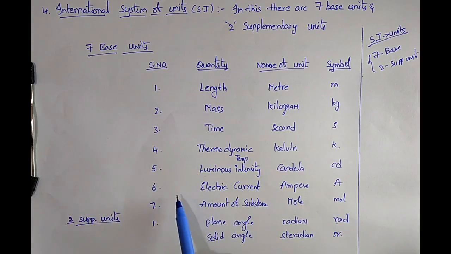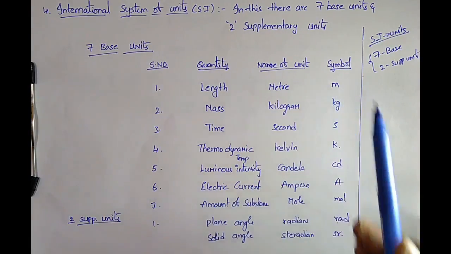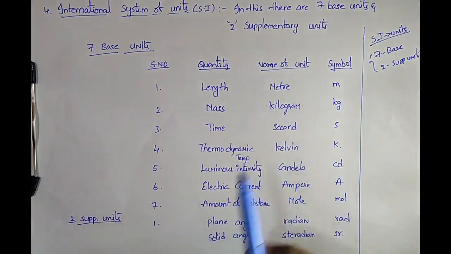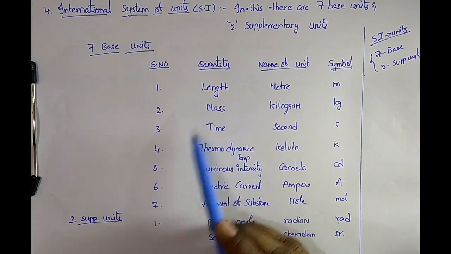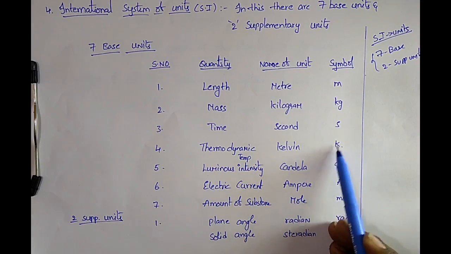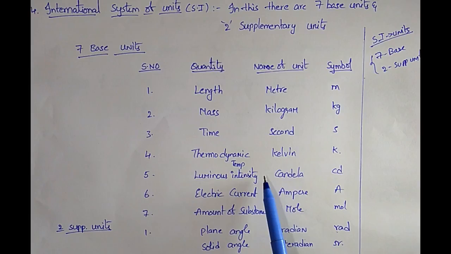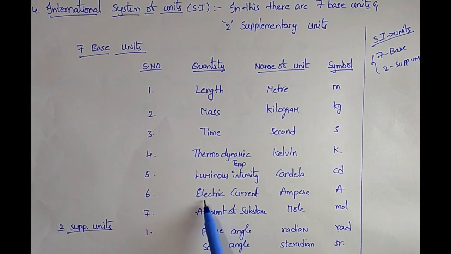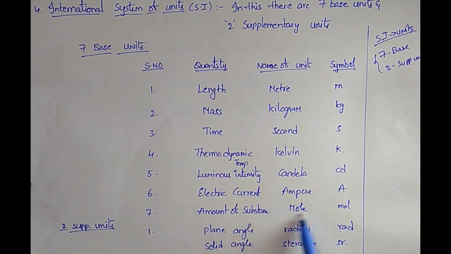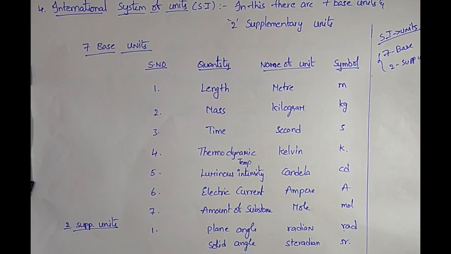For these quantities, the SI unit for length is the meter, denoted by the symbol m. For mass, the SI unit is the kilogram, symbol kg. The SI unit of time is the second. The SI unit of thermodynamic temperature is the Kelvin, denoted by K. The unit for luminous intensity is the candela, denoted by cd. For electric current, the ampere, denoted by A. And for amount of substance, the mole, denoted by mol. These are the 7 base units.